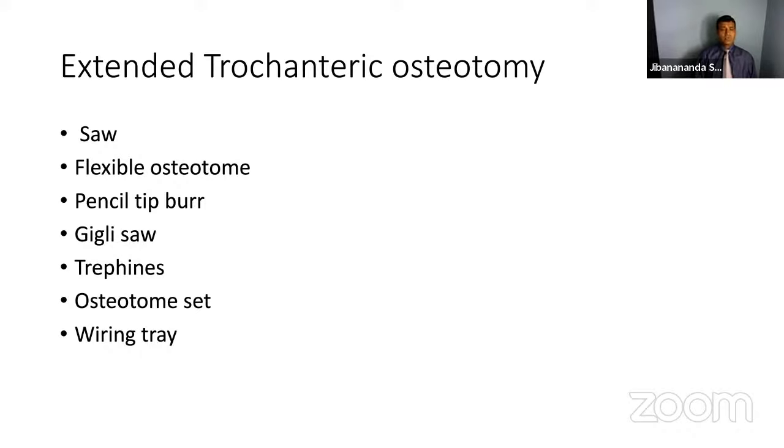Flexible osteotomes, pencil tip burr, especially to curve the bottom end of the osteotomy to make it a nice curved end rather than a square end. Gigli saw. This is a very useful tool. I've always used this, especially to debond the medial side of the stem after you do the osteotomy. Trephine, especially useful on our cylindrical stems. Obviously, regular osteotomes to remove the osteotomy fragment. And then obviously for the repair, you need the wiring tray. This is the basic stuff that you would need apart from the other regular stuff.